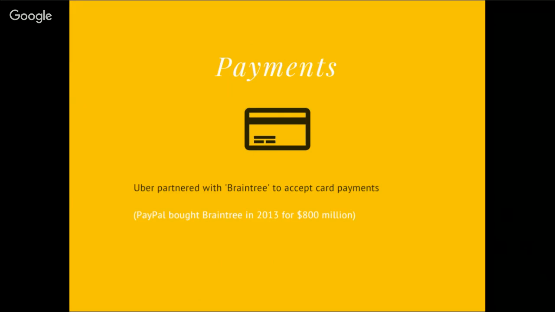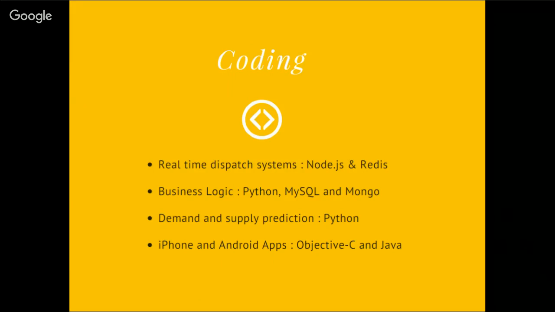For payments, Uber has partnered with Braintree to accept card payments. PayPal bought Braintree in 2012 for 800 million. So Uber has been using Braintree to accept card payments. On the coding side, the real-time dispatch systems have been built using Node.js, and the business logic has been built using Python, MySQL, and Mongo. Demand and supply predictions use Python, and the applications have been built using native development environments like Objective-C, which I think must have been upgraded to Swift, and Java for Android.